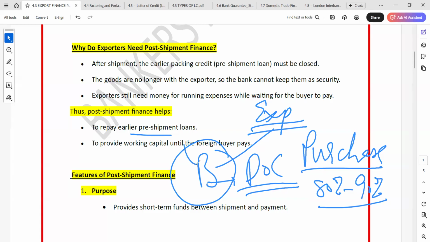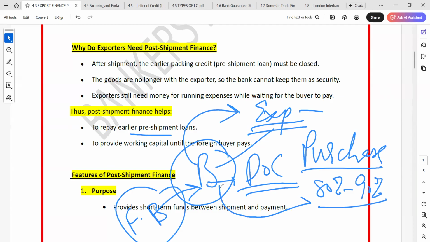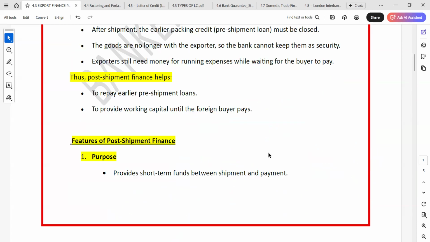And then the bank will give the credit to the exporter. Once the money comes, the foreign buyer will send the money to the bank only. So the bank will close its liability, that is the bill payment, and pay the balance. Suppose the bank has financed 80% of the bill amount, then the remaining 20% the bank will give to the exporter. In this way, the transaction is done where the exporter has not taken any pre-shipment credit.